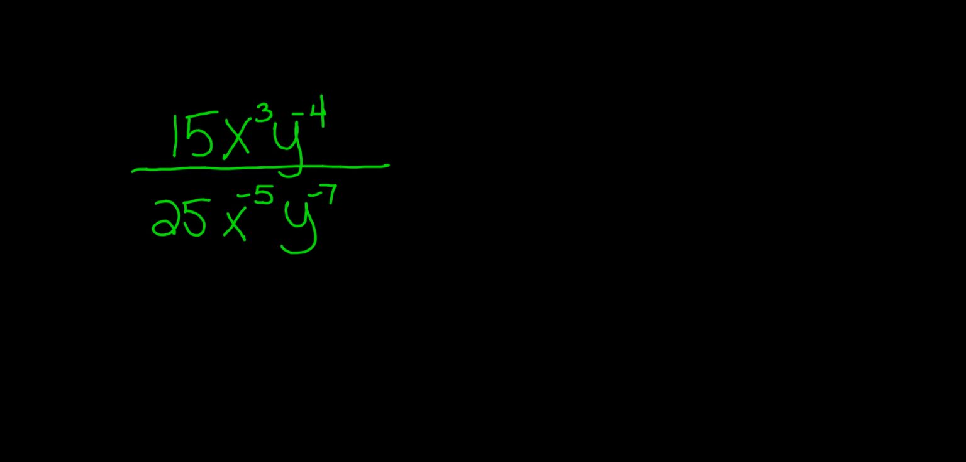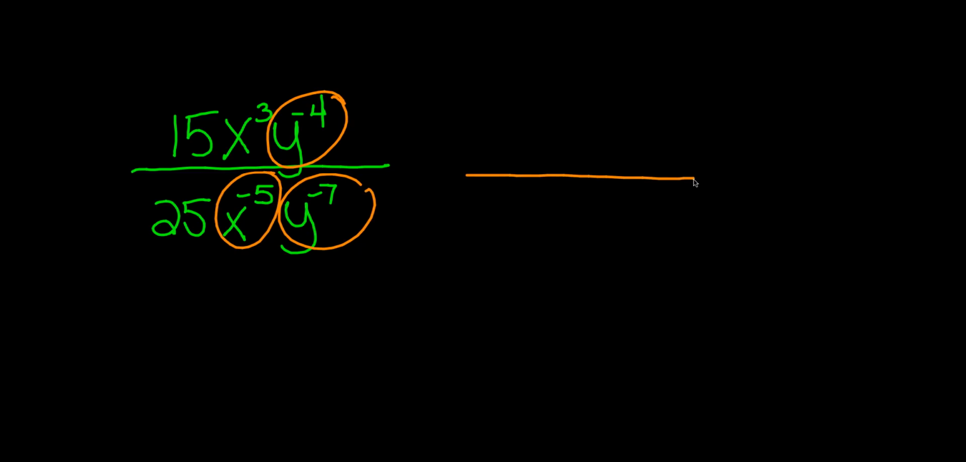Alrighty, so let's start by moving some things around. I've got a negative exponent and a negative exponent and a negative exponent, and those have to move. But let's start with what's staying still. The 15 is going to stay where it was because it does not have a negative exponent. The x cubed is going to stay where it is because it doesn't have a negative exponent. And the 25 is going to stay right where it is because it doesn't have a negative exponent. The rest of these things need to move.